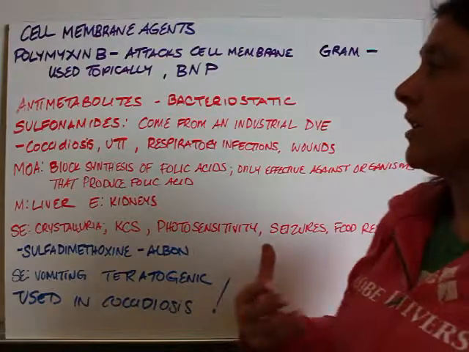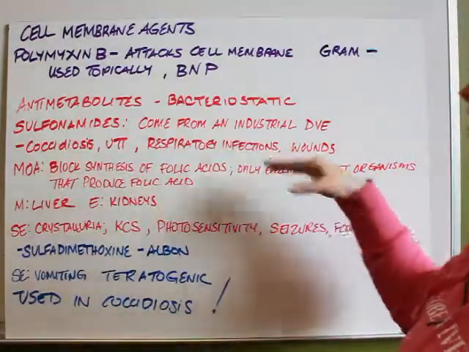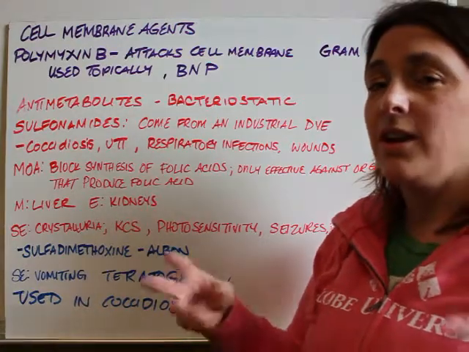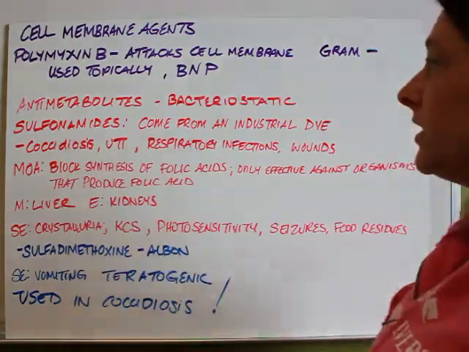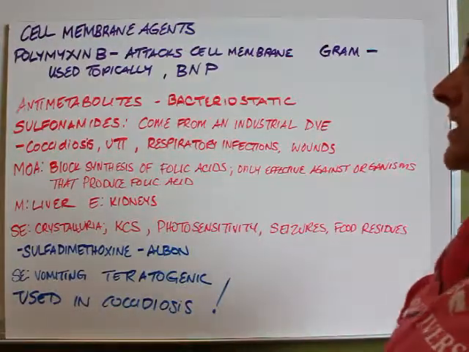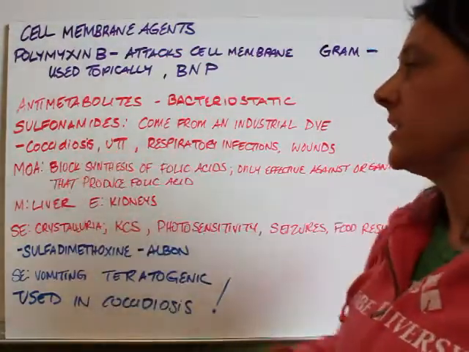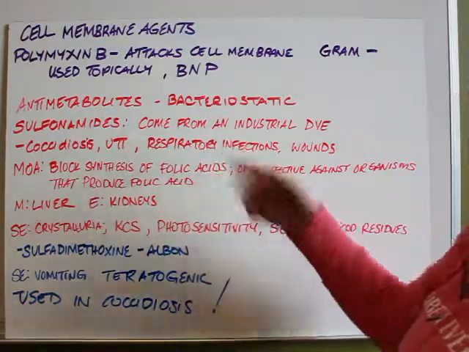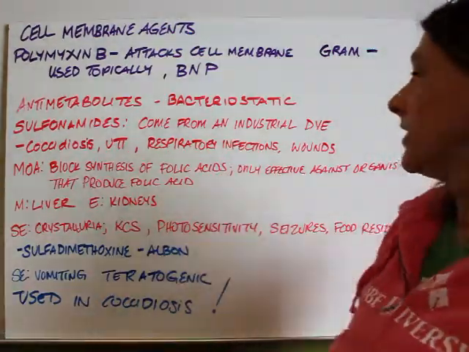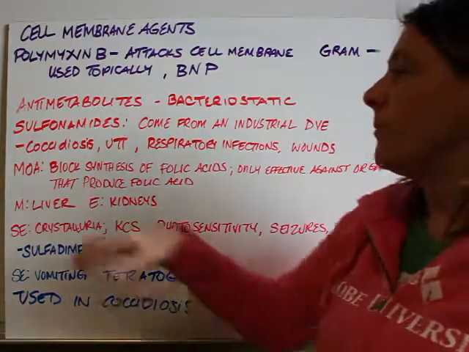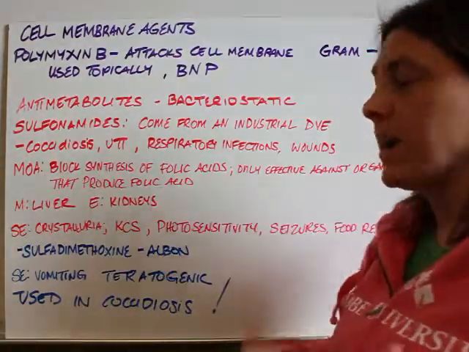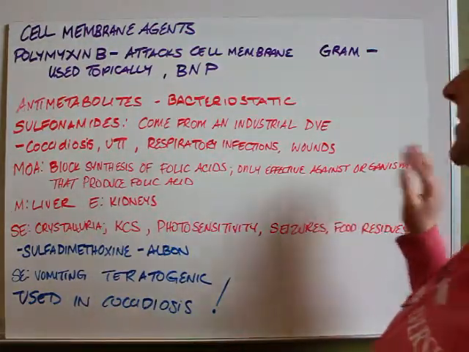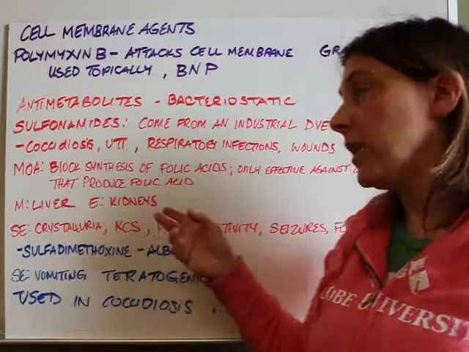Antimetabolites, these are sulfonamides. They come from an industrial dye, so they're really not a true antibacterial. They are bacteriostatic, and they use these for coccidiosis as well as upper urinary tract infections, upper respiratory and lower respiratory infections, and wounds. Basically what this does is it blocks the synthesis of folic acid.